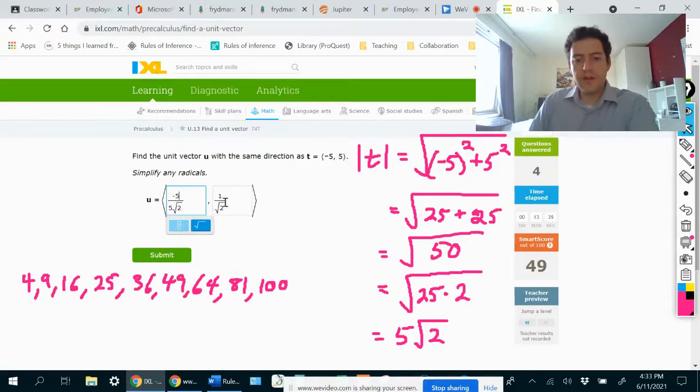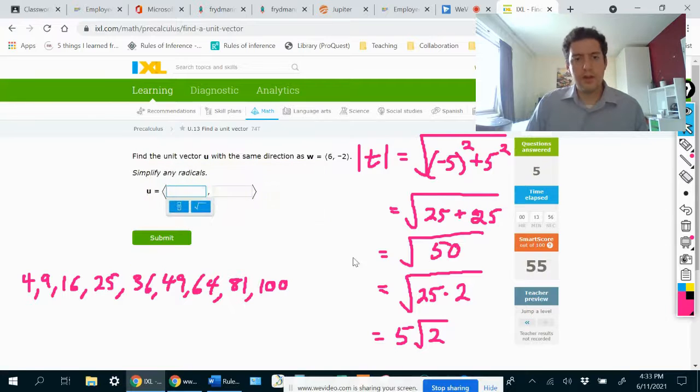And here we would just have negative 1 over the square root of 2. So the 5 still canceled, but one of them was negative. So we have a negative 1 instead of positive 1 now in the numerator. Or you could put it in the denominator. It's the same. Okay, so there's our answer there.